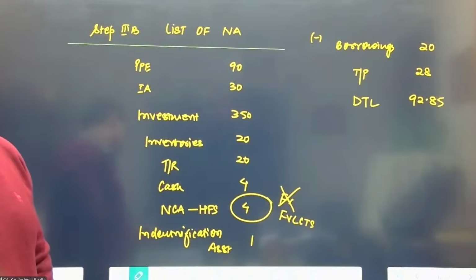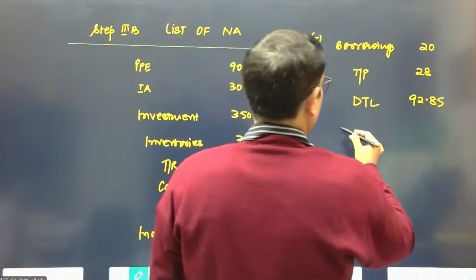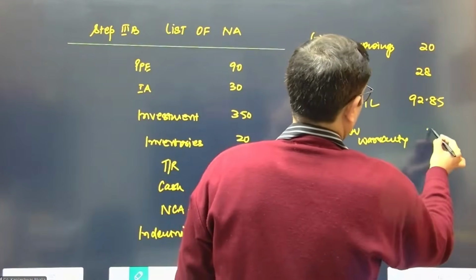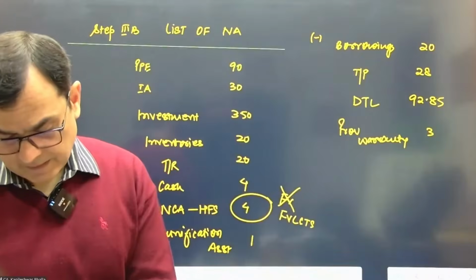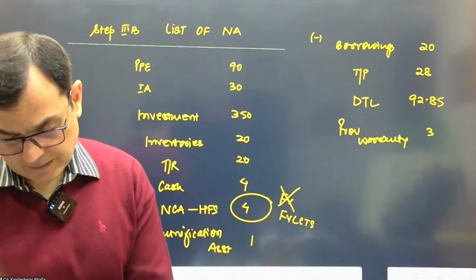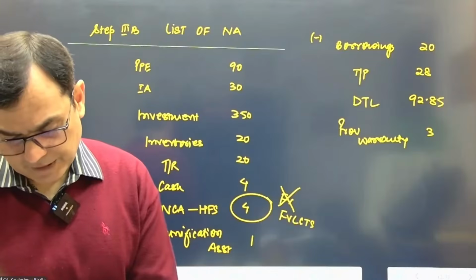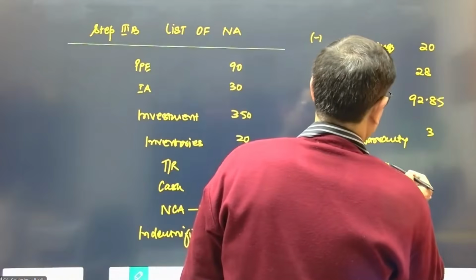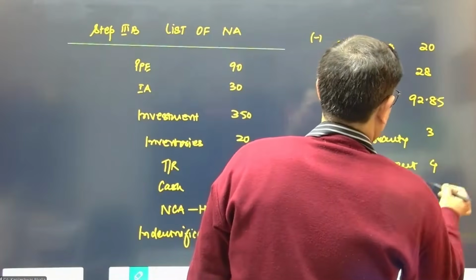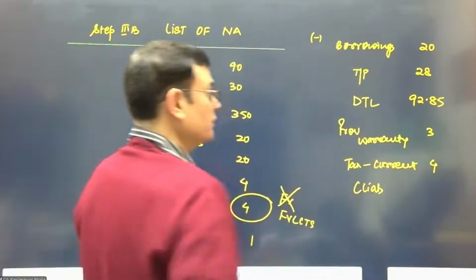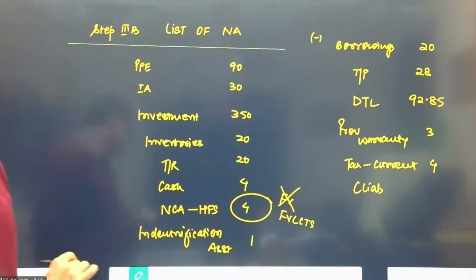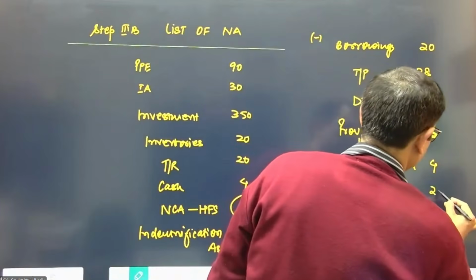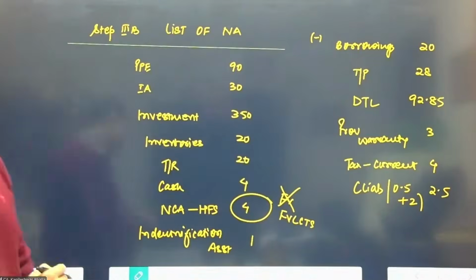And then there is provision for warranties in the balance sheet of the company. Provision for warranty is to the extent of 3. And then I think there is a current tax liability of 4 in the balance sheet. So there is a current tax that is 4. And we need the contingent liability. We'll take the full contingent liability, including the tax payable figure. So I think that was 0.5 plus 2, the income tax refund. That's 2.5. I guess that's it.